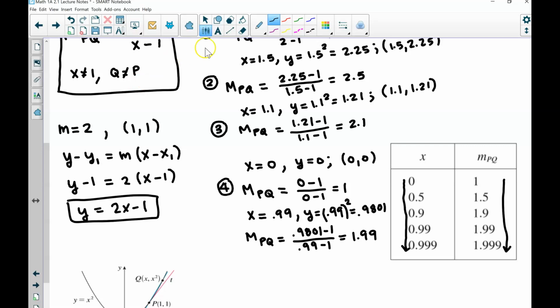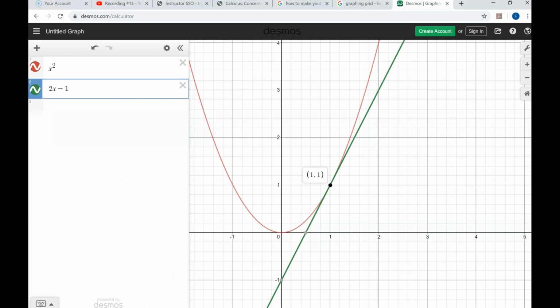All right, so let's move on to the next illustration. Now, before we move on, I want to show you an animation.